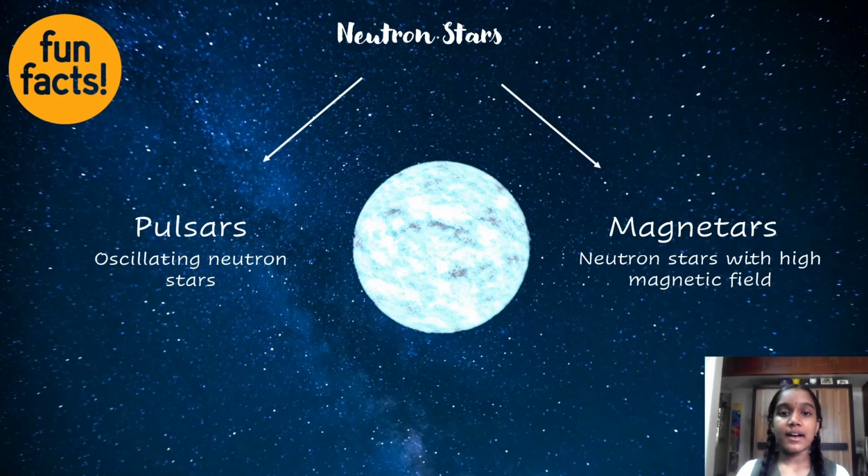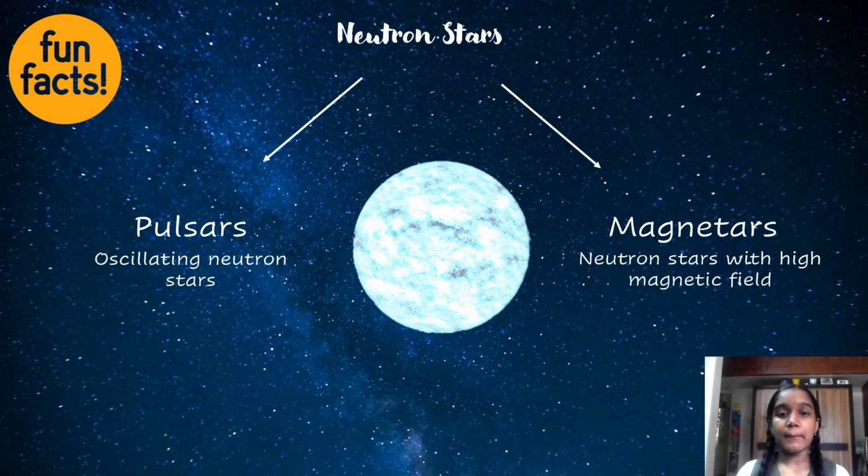So what is a pulsar? Pulsars are neutron stars that are very small and have about triple the mass of the Sun. Anything which is very small and has high mass is said to be oscillating. Hence, oscillating neutron stars are known as pulsars. Magnetars are neutron stars with an insanely high magnetic field.